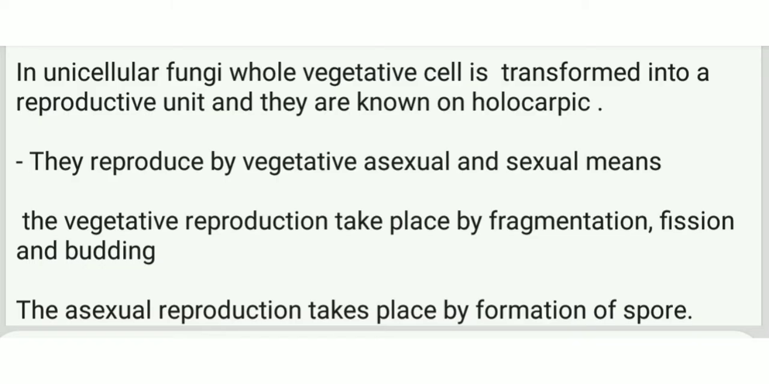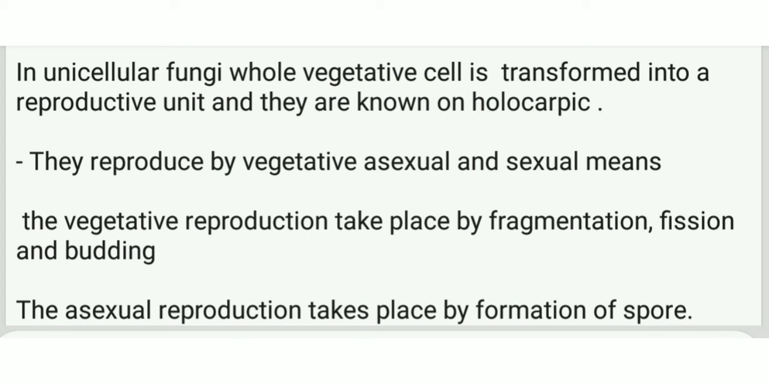In unicellular fungi, the whole vegetative cell is transformed into a reproductive unit and they are known as holocarpic. The difference between the eucarpic and holocarpic is so simple. In eucarpic, only a part of the vegetative mycelium forms a reproductive unit, but in the holocarpic, the whole vegetative cell is transformed into a reproductive unit.